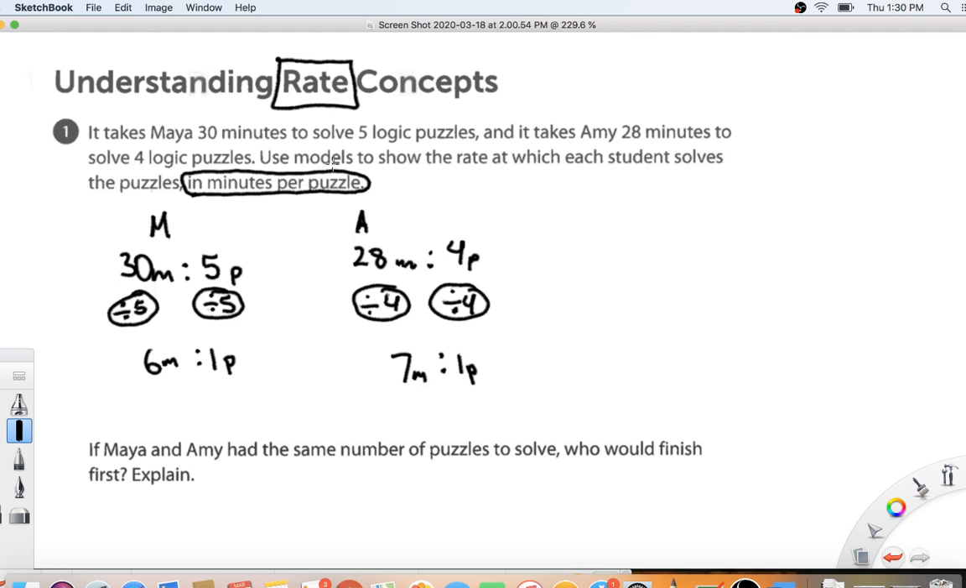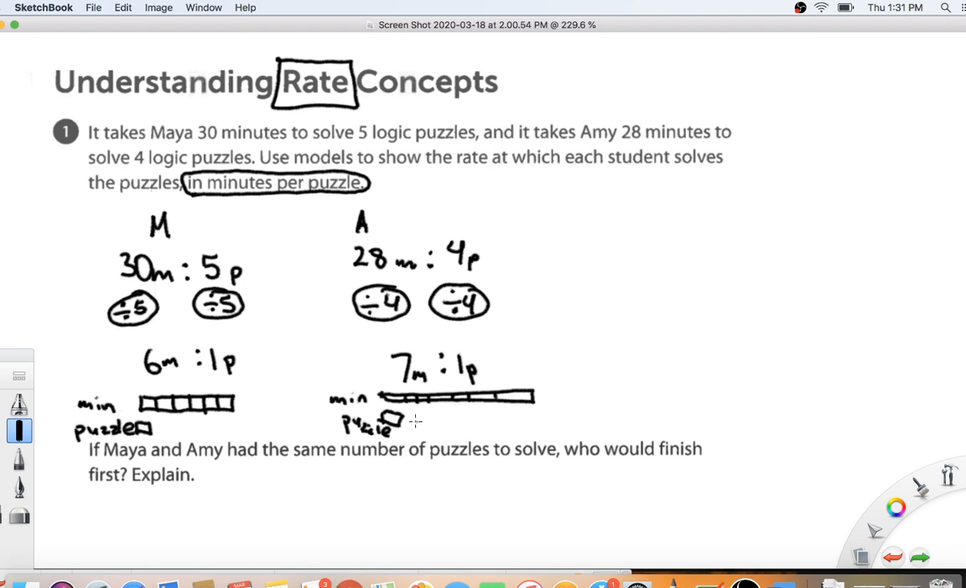It says to use models to show the rate. So a model for this, again, we can do the bar model where we draw 6 squares, 1, 2, 3, 4, 5, 6. And we just say it takes minutes. And then for our puzzle, we would say it's 1 puzzle. Over here, same thing, we would do 7. 1, 2, 3, 4, 5, 6. I know it's uneven. So we would say minutes, and then for 1 puzzle. I'm running out of space. Sorry about that there.